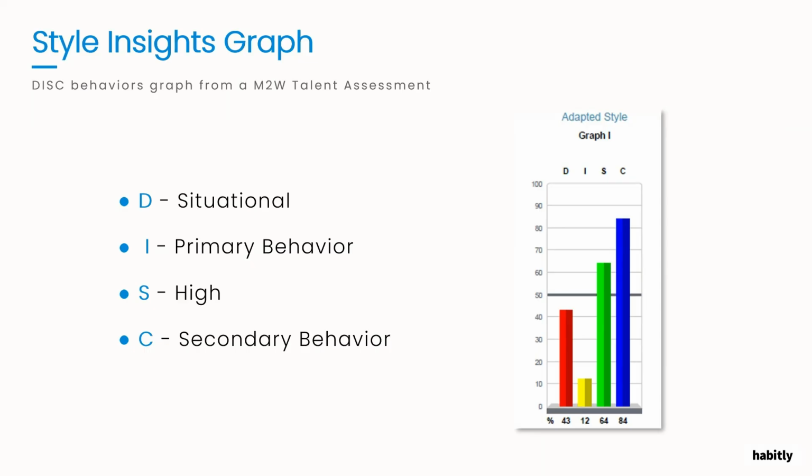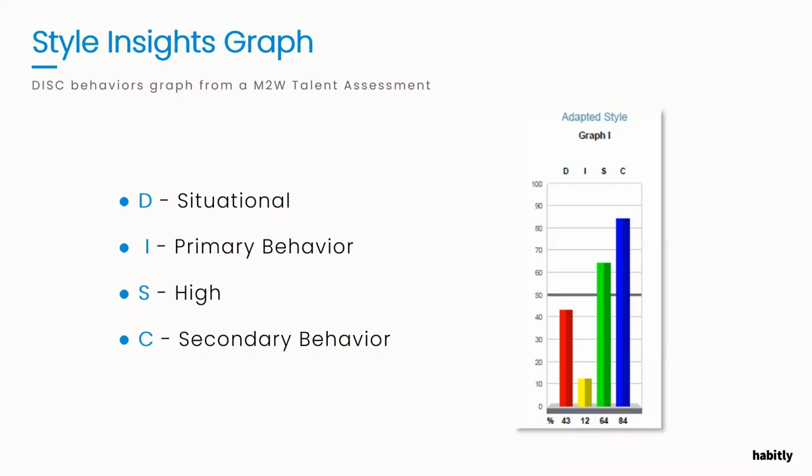One last look at this style insights graph so you can test yourself. Do you understand why something is situational? It's a primary or secondary behavior. It's high or low. The D is situational on the low side at 43. It's between 40 and 50. The primary behavior is the I because it's the lowest.